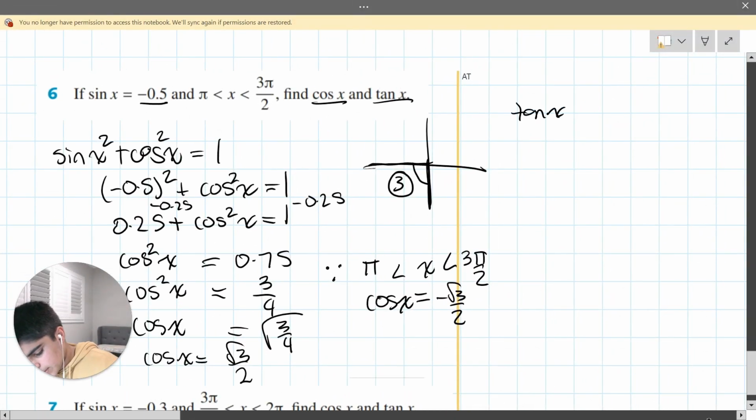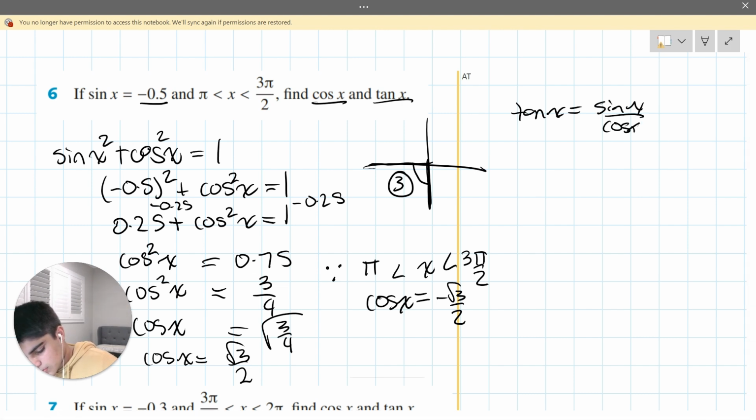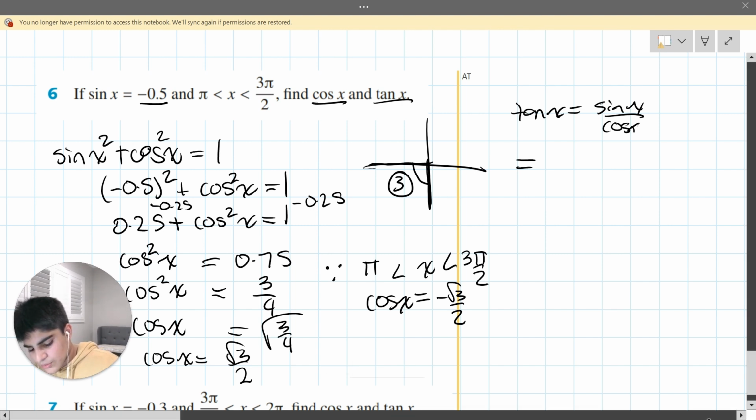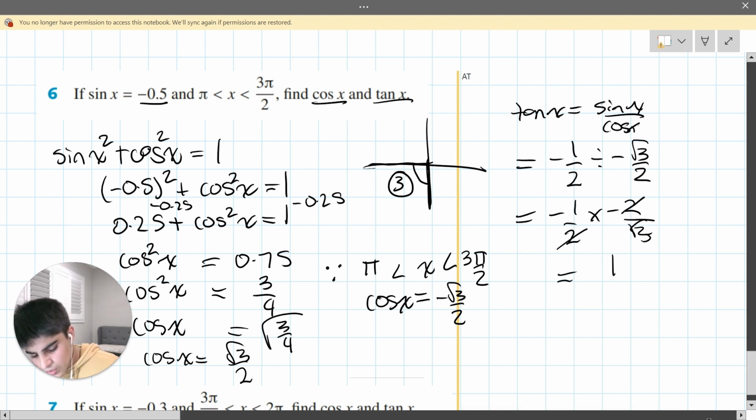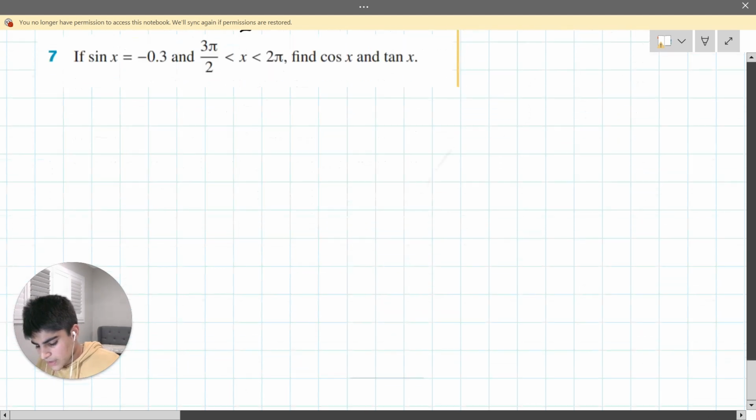Tan x equals sine x divided by cosine x. This equals sine x, negative 0.5, which equals negative 1/2 divided by negative root 3 on 2. This equals negative 1/2 times negative 2 over root 3. Let's cancel this. This equals 1 over root 3, which equals root 3 over 3.